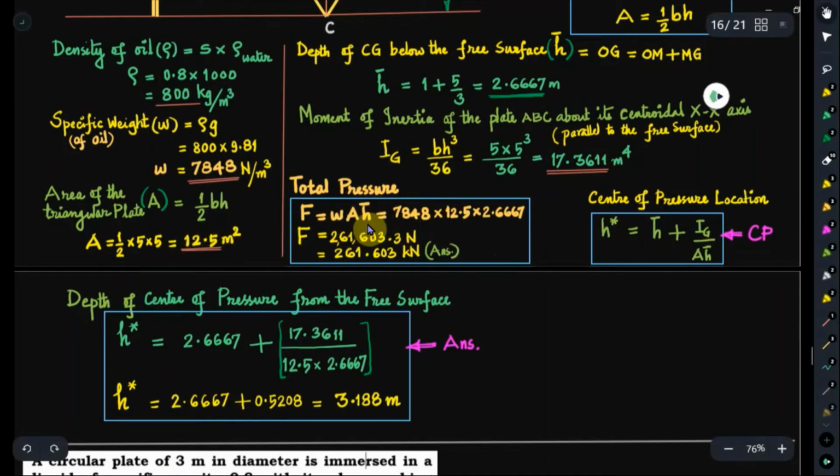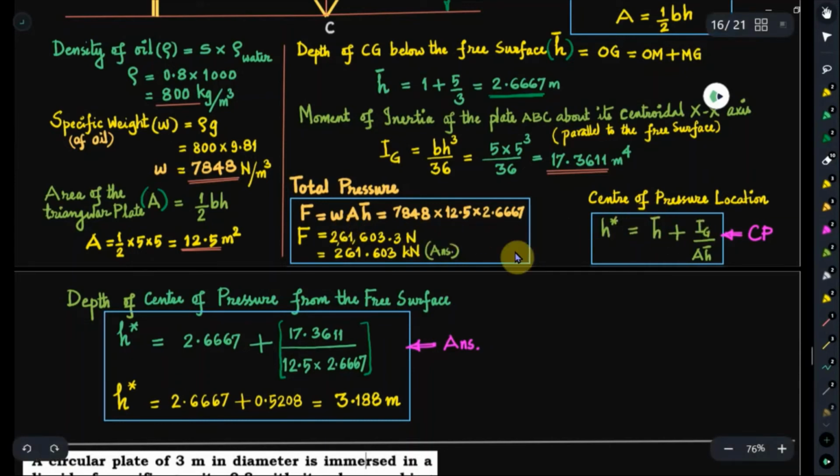And H bar is the depth of the center of gravity of the lamina below the free surface, that is 2.6667 meters. So you will get F is equal to 2,61,603.3 Newton. And if you want to convert that into kilonewton, divide it by 1000. So you will get 261.603 kilonewton. So this is the total pressure or the resultant hydrostatic force acting on the vertically immersed triangular plate given here.